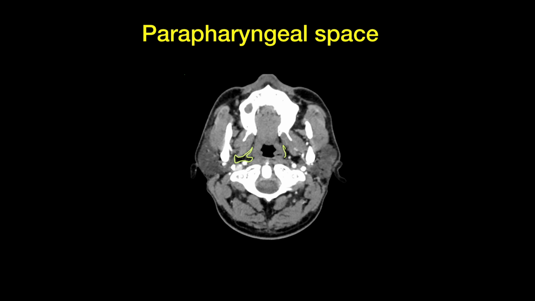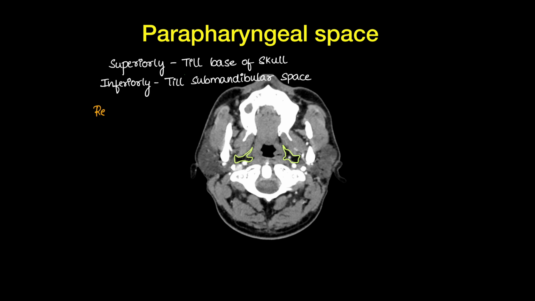Let's move on with the paired spaces of the neck. Here we have the first paired space, the parapharyngeal space, a very important space for localizing lesions in the neck. Superiorly it extends till the base of skull, inferiorly till the submandibular space. This space is related to almost all important spaces of the suprahyoid neck.